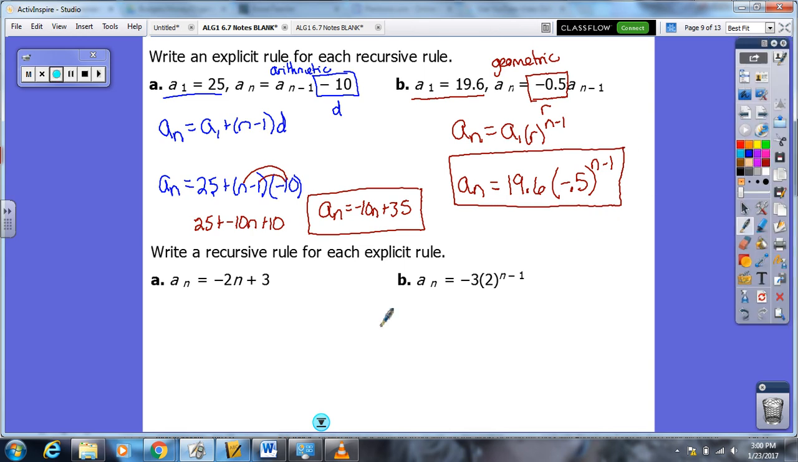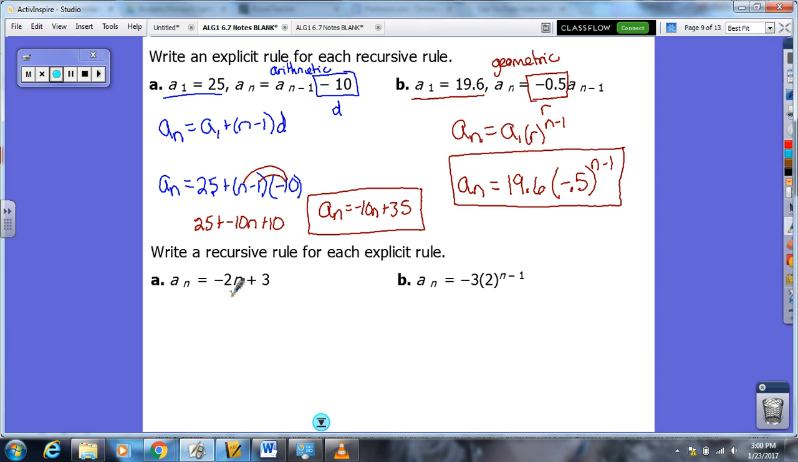So down here on part A, this is different because this is going from the explicit rule to finding the recursive rule. Now looking at this, I know that this is definitely an arithmetic sequence. And how I know it's arithmetic is because I see that n is not in the power. So you see over here where n is in the exponent? I am sure that that is geometric based on how up here n minus 1 is in the exponent. That tells me geometric.